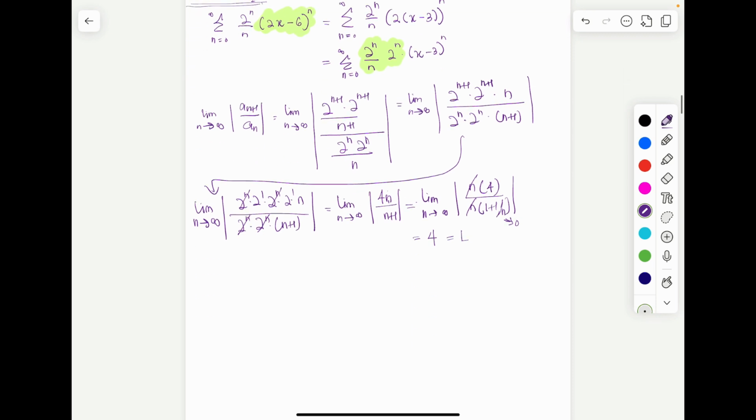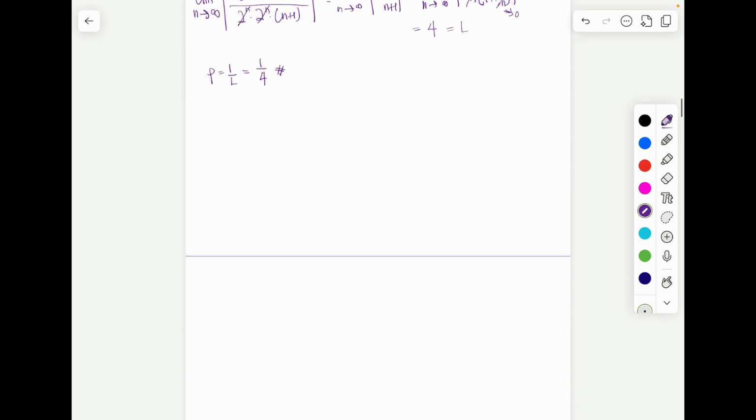And then you know that rho is 1 over L. So therefore, rho is equal to 1 over 4. Okay, this is the radius of convergence. And then you want to check for the interval of convergence. Okay, I write it here: check convergence interval.